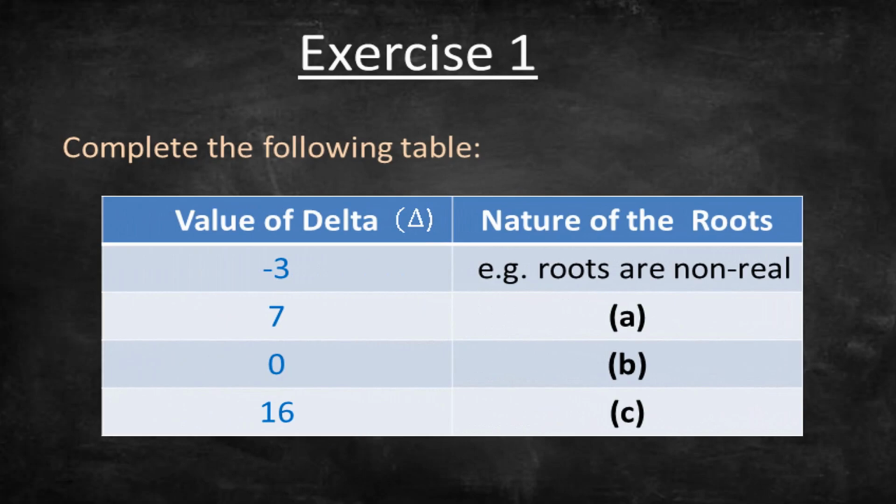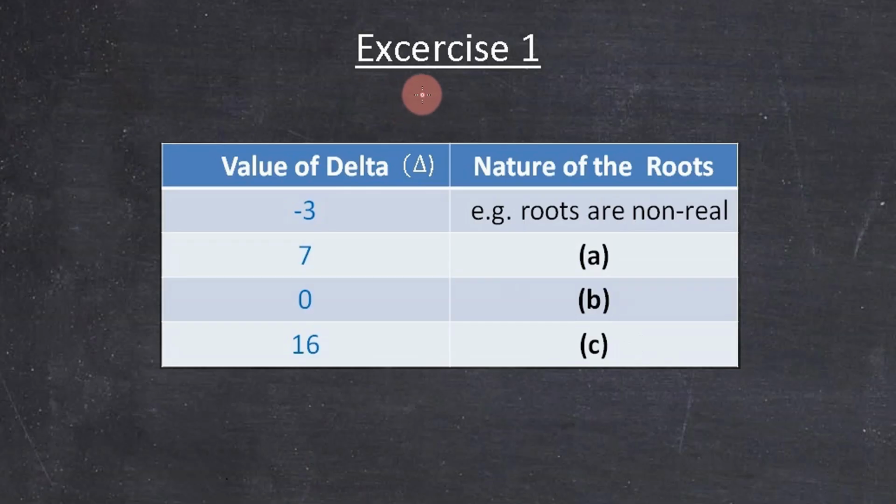Please try the following exercise before you look at the answers. Let's look at your answers to this exercise. We are given the value of delta, and we have to say what the nature of the roots are. So in A, delta is 7. 7 is not a negative number, so we know that the roots will be real. So whenever delta is not negative, the roots will be real.